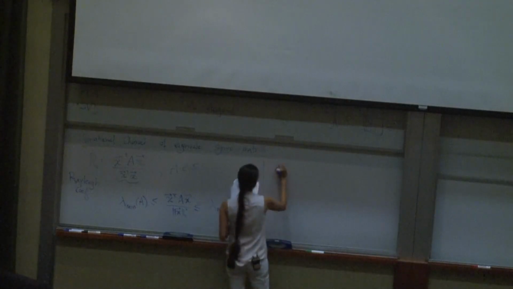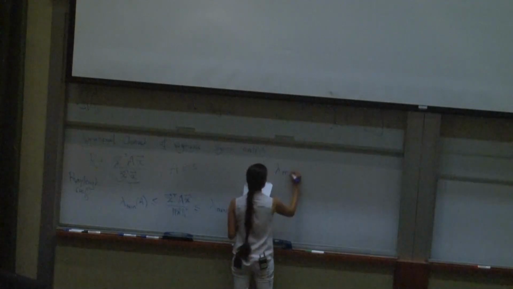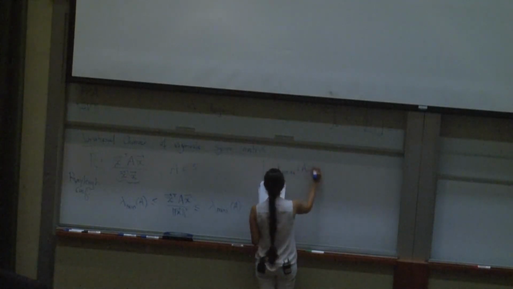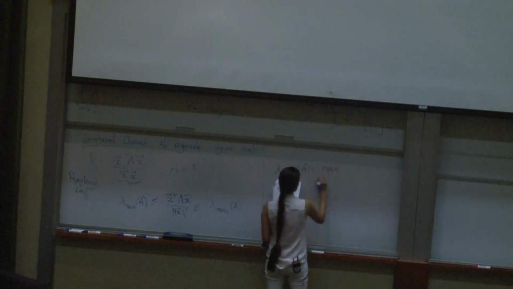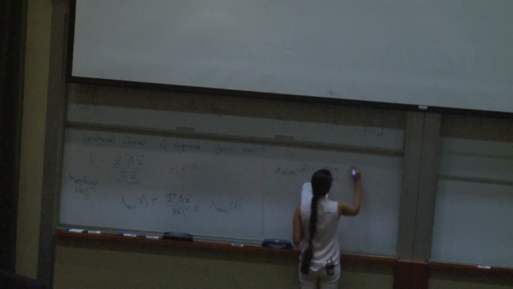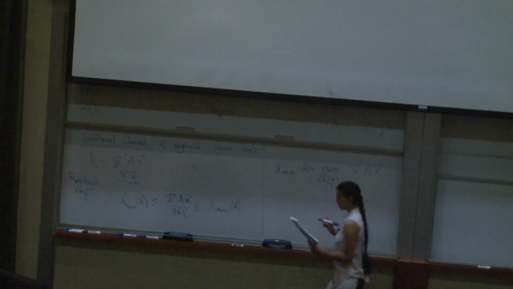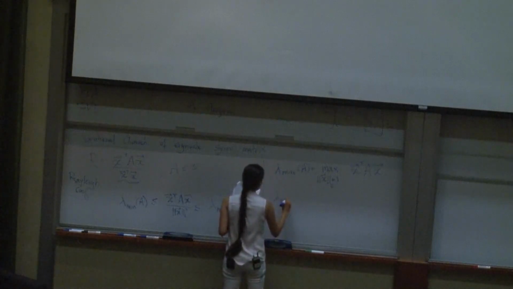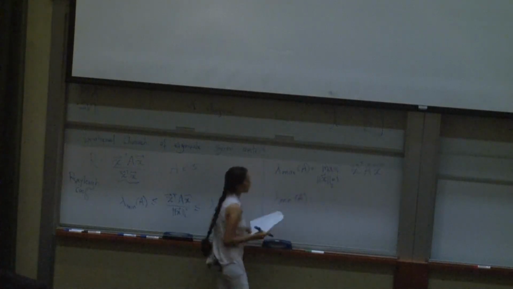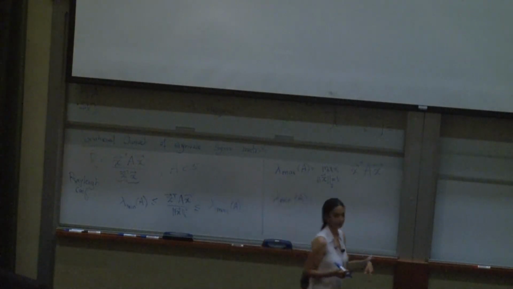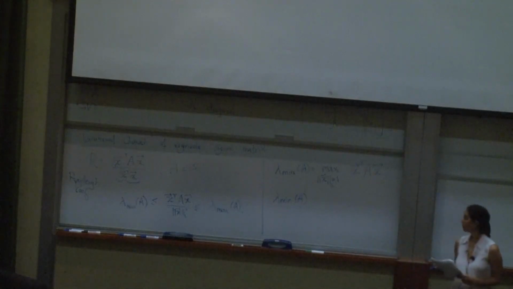A more useful way of writing this might be the following. Lambda max of A is the max over all norm 1 vectors of this quantity. Okay? And similarly, you can write the lambda min expression. So take a minute and see how you might be able to prove something like this using the spectral theorem that we just talked about.